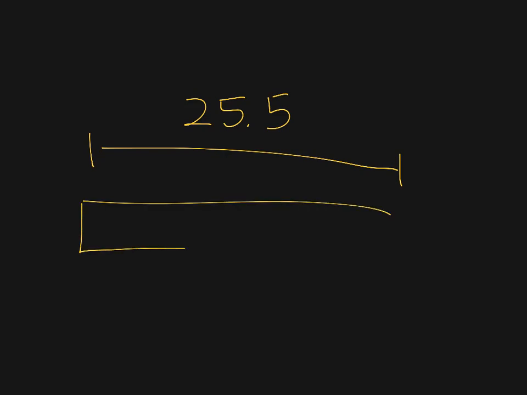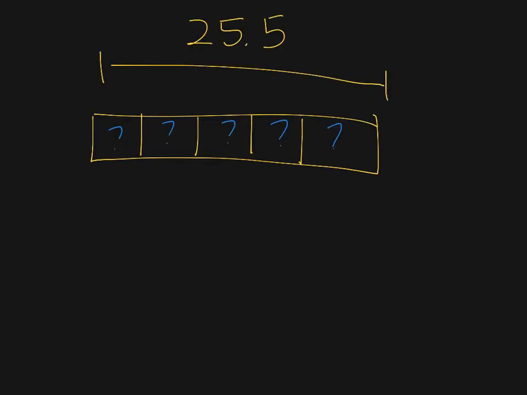Here's my bar diagram. Here's Monday, Tuesday, Wednesday, Thursday, and Friday. And to figure out what these question marks are, we need to take our whole number, which is 25.5, and divide it by 5 days. So that's what our math problem looks like. And if you want to write an equation, it'll be 25.5 divided by 5 equals x.